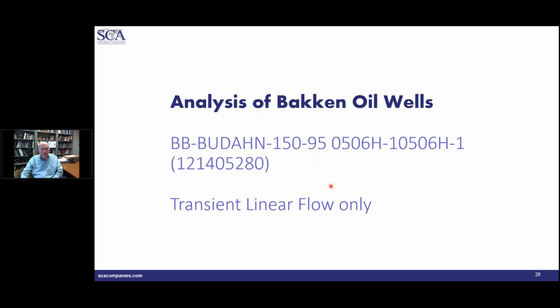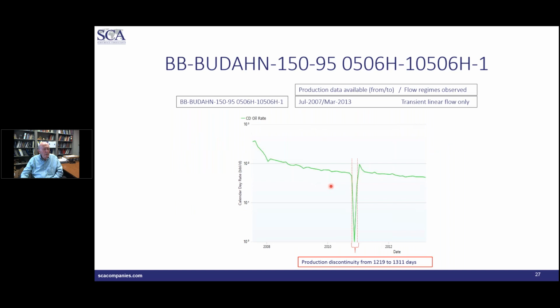All right, let's look at a Bakken well. Here's the production history. Once again, we see a hyperbolic decline. There's a production discontinuity which lasts for the better part of 100 days.